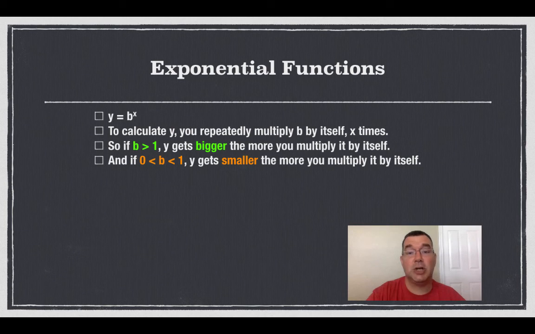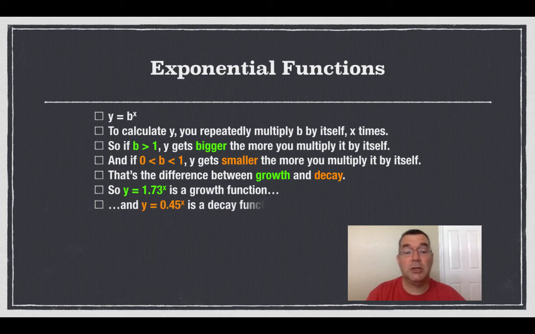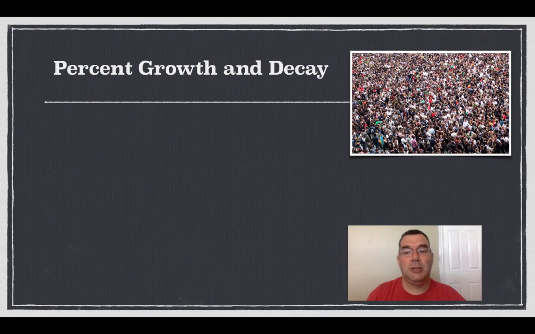So the value of b determines whether the y's get bigger or whether they get smaller. So that's the difference between growth and decay. A base that's greater than 1 is going to resemble growth, and a base that is between 0 and 1 is going to resemble decay. So if I have something like y equals 1.73 to the x, since 1.73 is bigger than 1, that's going to be a growth function, but something like 0.45, since 0.45 is between 0 and 1, that's going to represent a decay function. So just a distinction there that you need to be aware of.